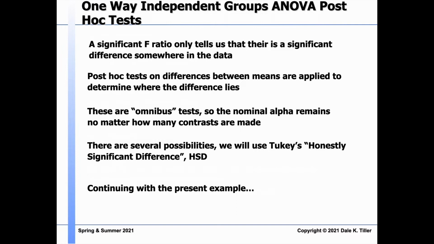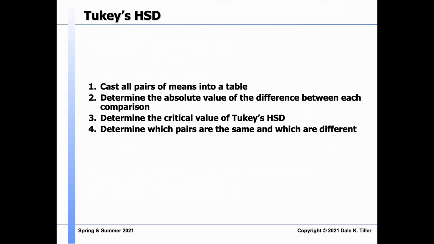Several possible post hoc tests on differences between means are available. We're going to use Tukey's honestly significant difference, or HSD. So let's continue with the present example. There are 4 steps to completing the Tukey's honestly significant difference test. First of all, you cast all the pairs of means into a table. Second, determine the absolute value of the difference between each comparison. Third, determine the critical value of Tukey's HSD using a table. Fourth, determine which pairs of means are the same and which are different.